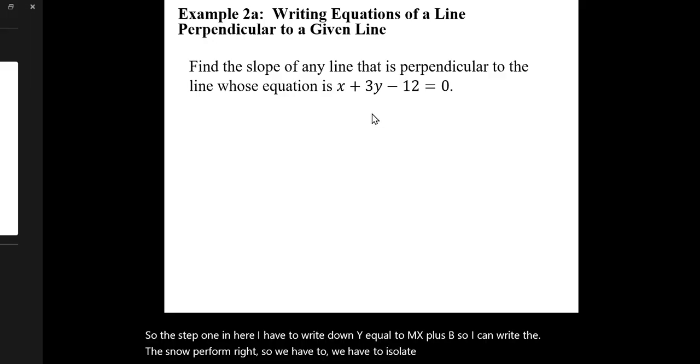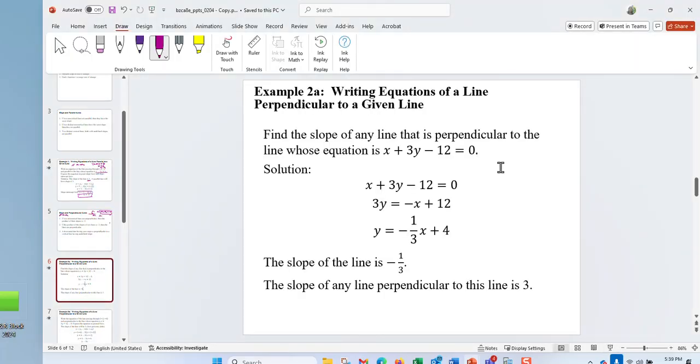Okay, so how do you do that? Well, you have this one right here, you subtract x on both sides, and then add 12, right? So this cancels out, this cancels out. You're going to have 3y = -x + 12, and then divide both sides by 3. Now you have y = -1/3 x + 12/3, so you get a 4. So now this m1 is -1/3.